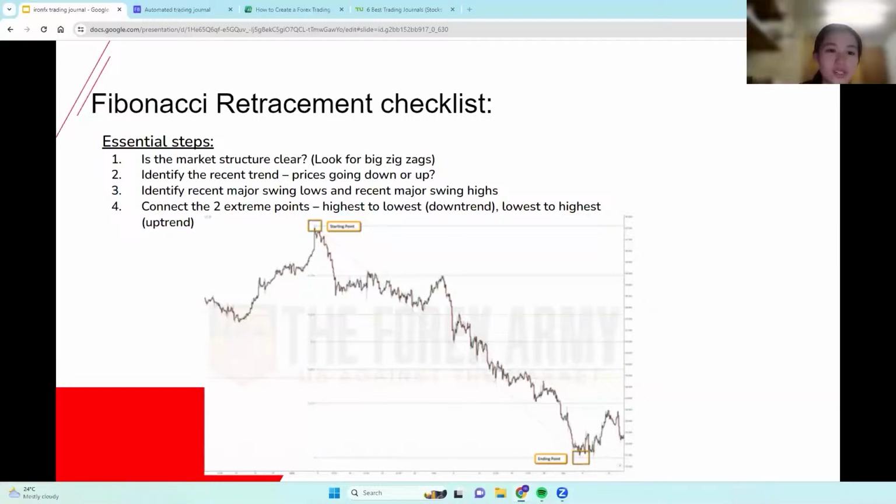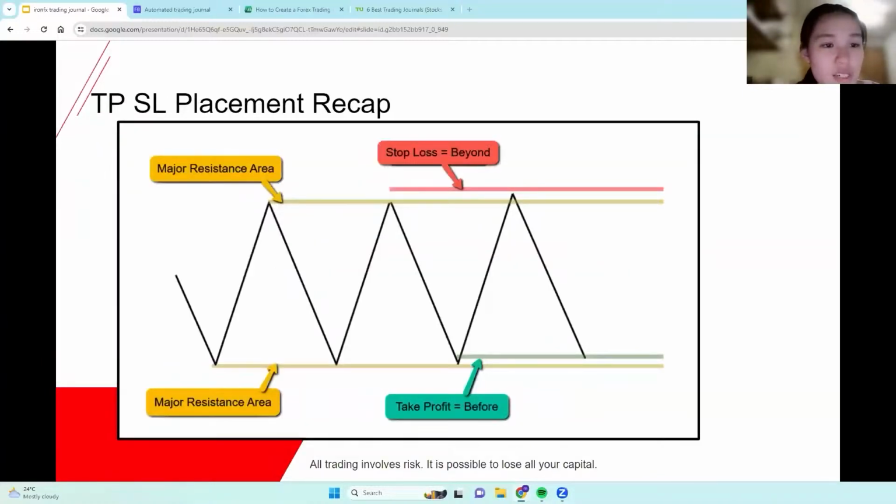Okay, so let's move on. Next, which is quite important, is your take profit and stop loss levels.